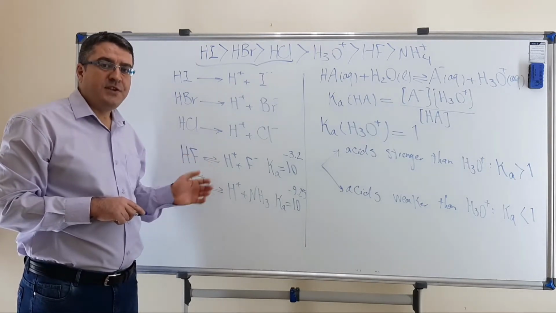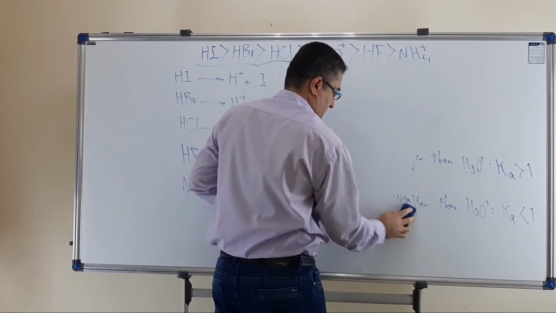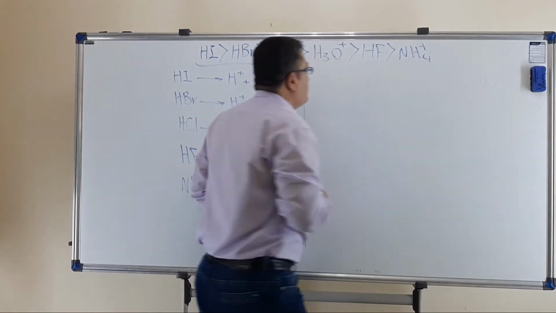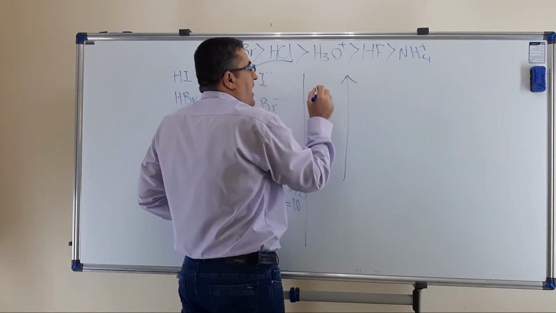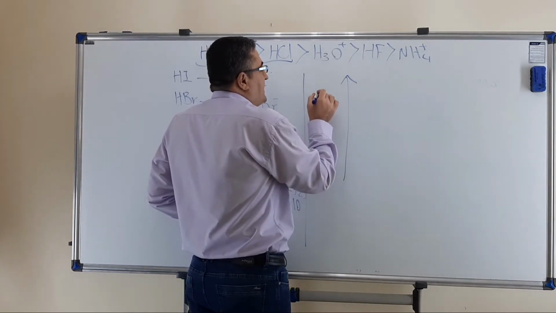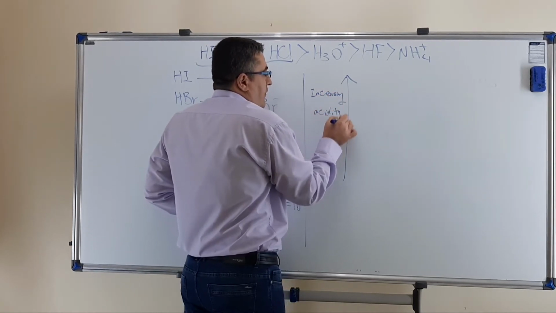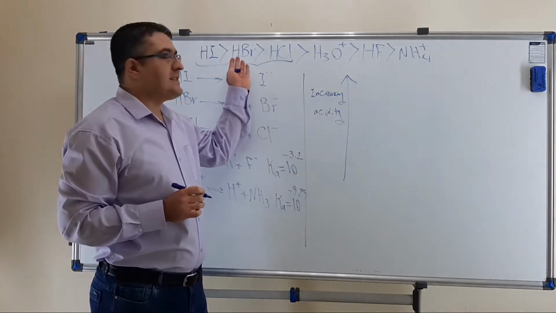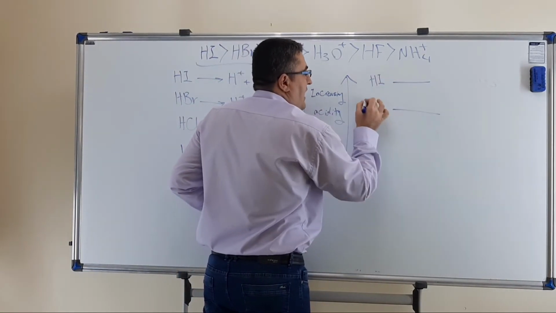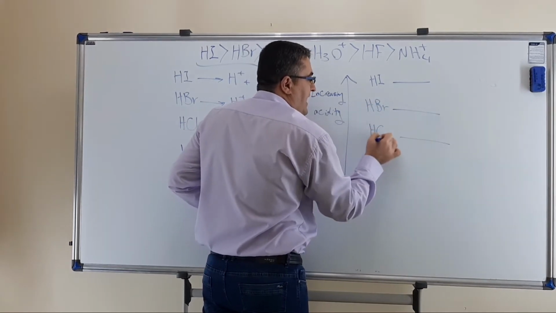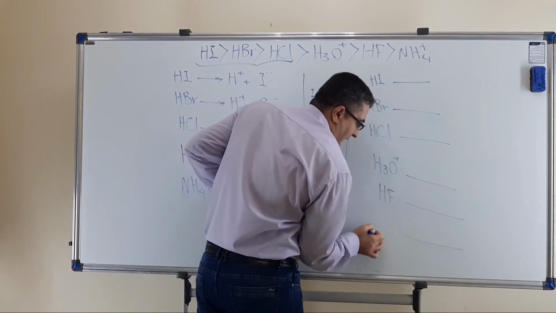We can represent this graphically. Consider this graph, where acidity increases from bottom to top. Based on this order of Brønsted acidities, HI will be at top, then we will have hydrobromic acid, then hydrochloric acid, then hydronium cation, then hydrofluoric acid, and then ammonium cation.